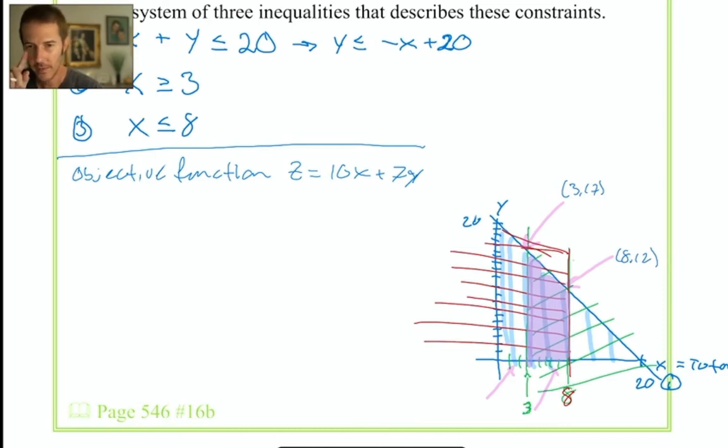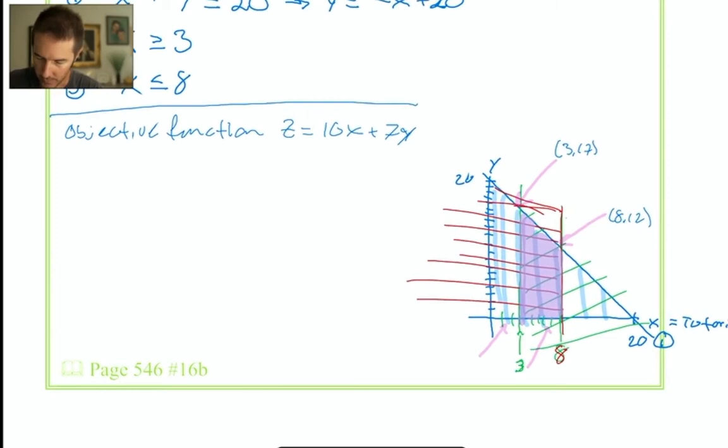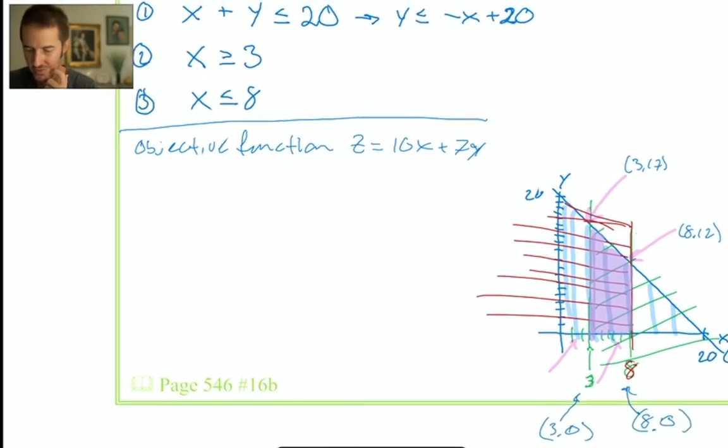Okay, and then 3, 0 and 8, 0. If you want to write those down there, you can. 3, 0 and 8, 0. All right, let's start plugging them in.